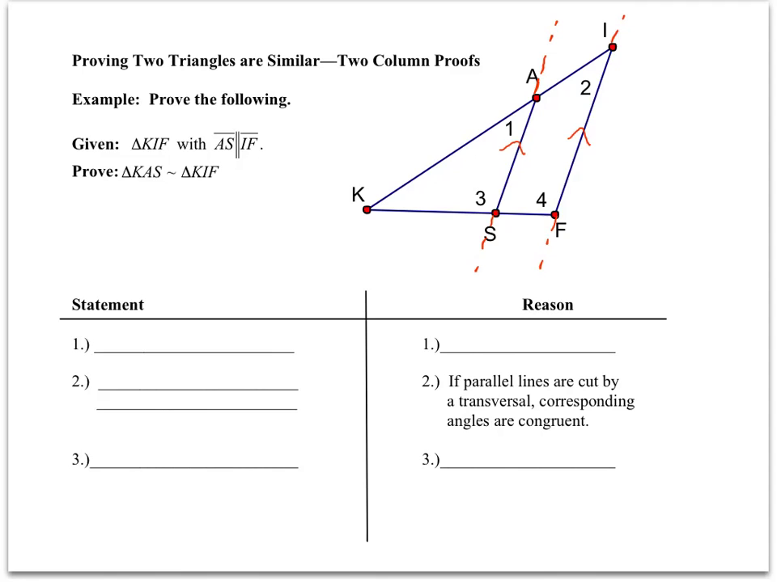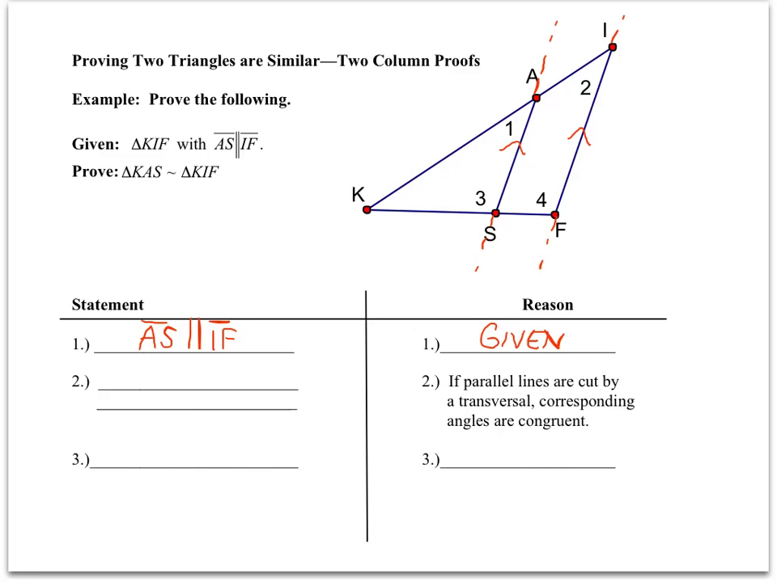So the easiest part of a two-column proof is what you start with. You start with triangle KIF, and you have that AS is parallel to IF. Now I didn't bother writing down triangle KIF because the important information is those parallel sides. So we can say that they're parallel because that was given. And what you should be thinking at this point is, what am I trying to do? Well, here we're trying to prove that these two triangles are similar. The smaller triangle is similar to the larger.